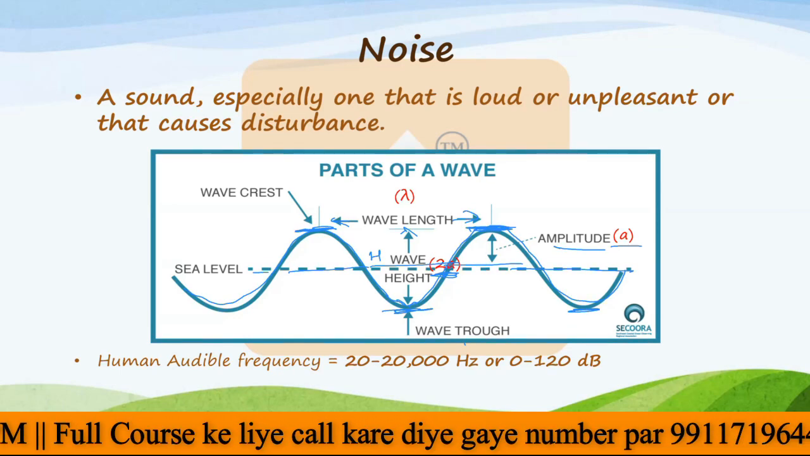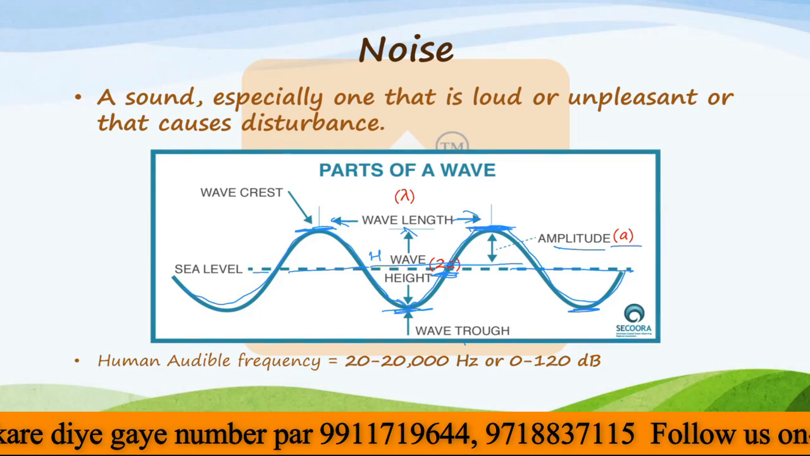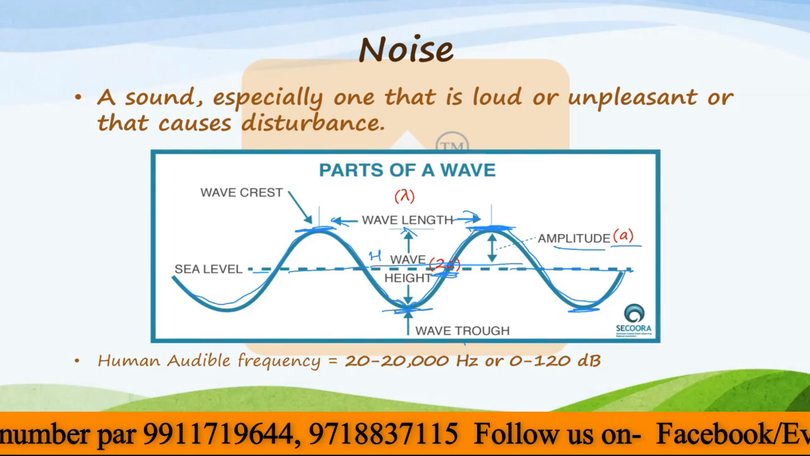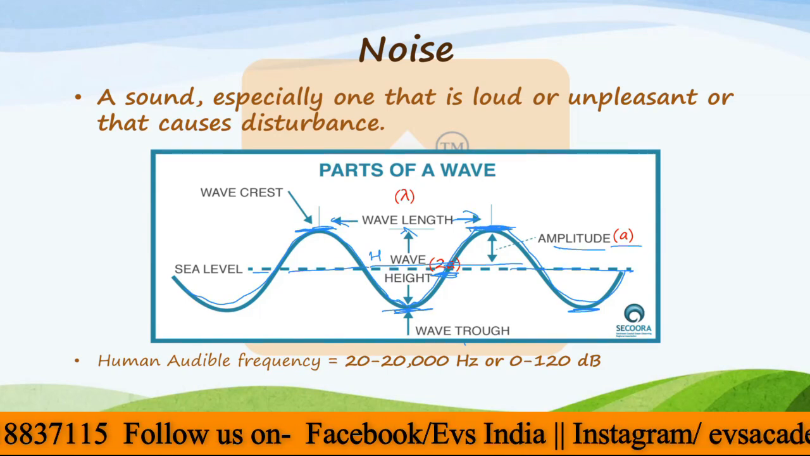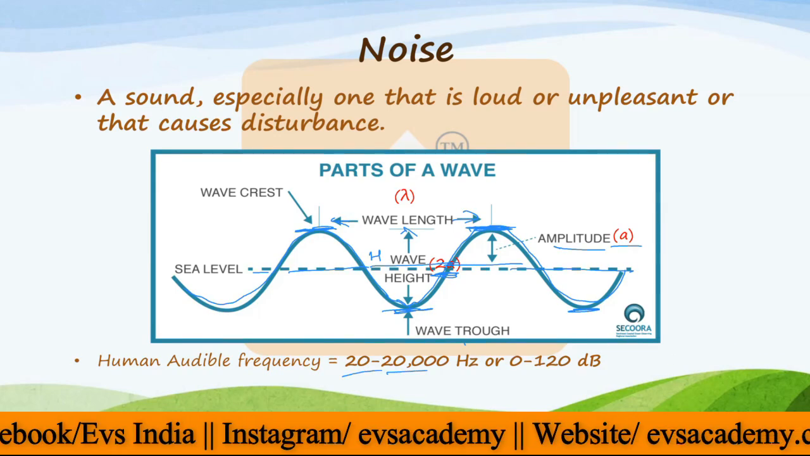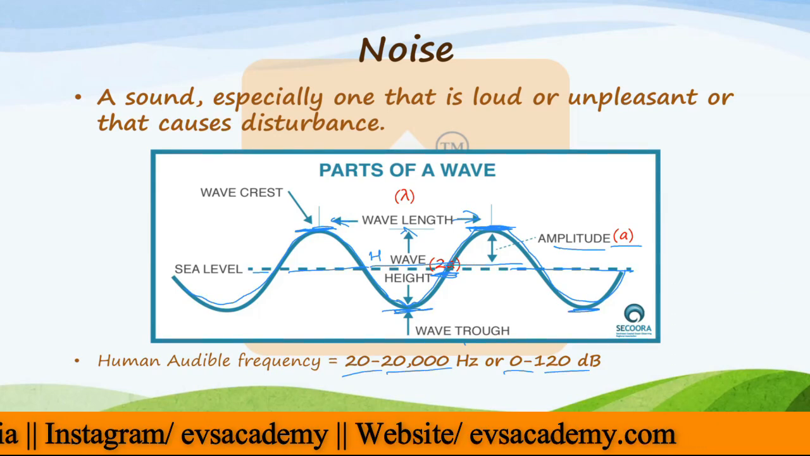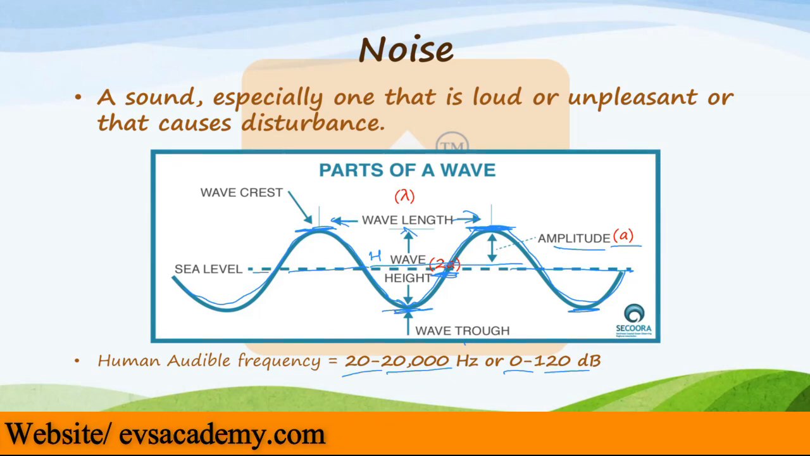So this noise or wave or sound is measured in terms of decibel value or in terms of hertz value. There is a fixed range of audible frequency for human ears, that is in the range of 20 to 20,000 hertz or 0 to 120 decibels. So only in this range can humans hear sound.